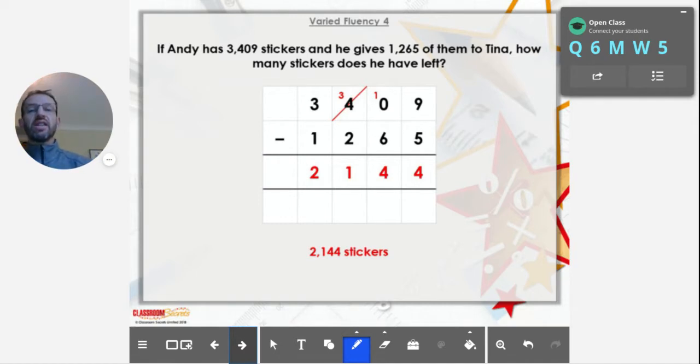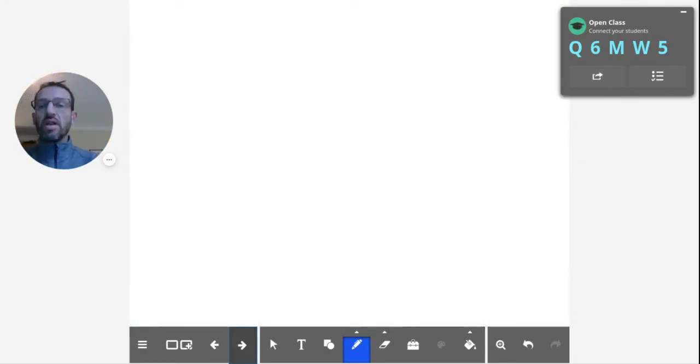How many stickers does he have left? If you wrote 2,144 for your answer, would not be correct. You need to put the word stickers in, okay? Same as when we're measuring things. If you put something like the class is 243 long, 243 what? 243 meters, 243 centimeters, 243 Roman feet, 243 handspans. What is it going to be? Got to have your units in.